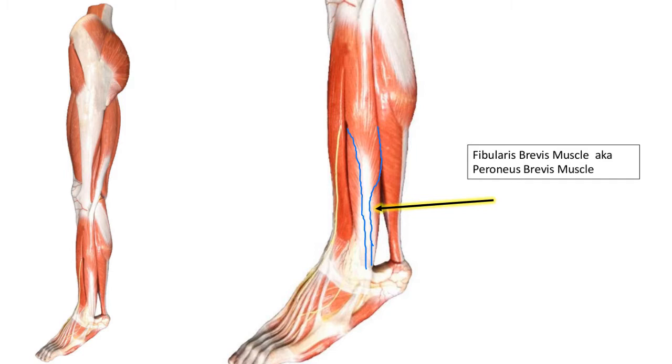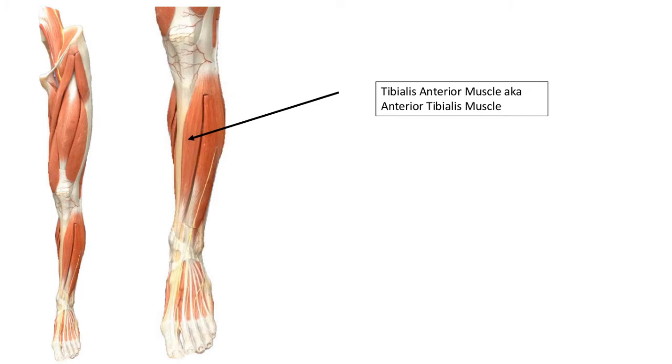Now let's go to the anterior compartment. We're going to come back to the posterior side in a moment. But let's go to the anterior compartment and talk about everybody's favorite muscle to give them shin splints. This is Tibialis Anterior, or you can call it Anterior Tibialis. It is just lateral to your shin. So, Tibialis Anterior or Anterior Tibialis.